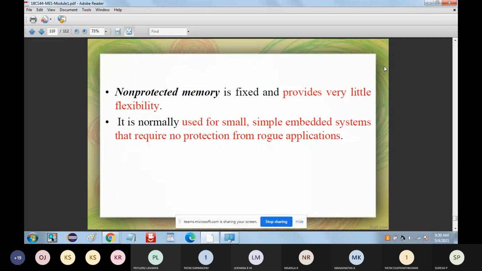But with this type of embedded system, you cannot use the non-protected memory mode, that is, the first one, no extensions. That means it doesn't have any protection. These types of memories are going to provide you little flexibility, and we are not able to use this type of memory where your responses need to be proper and precise.